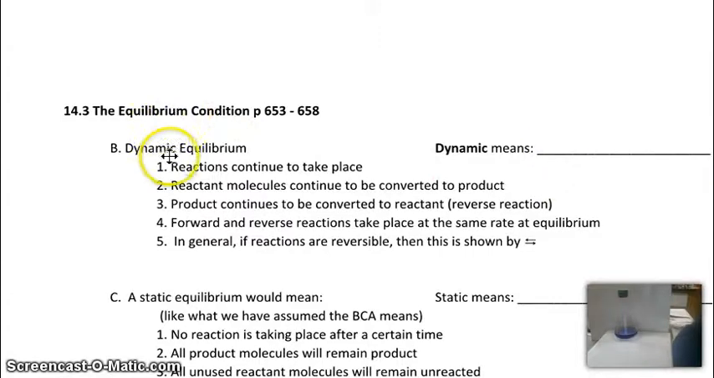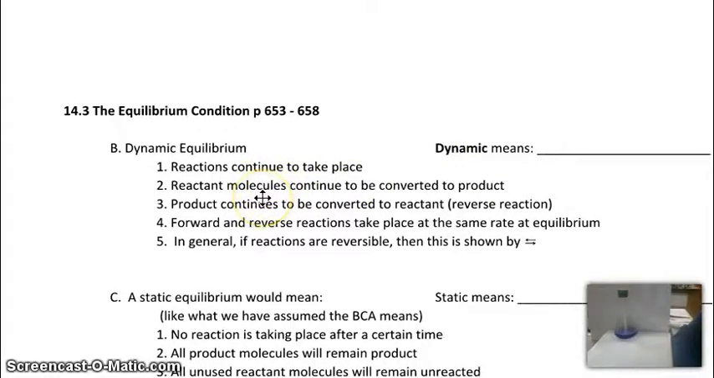We have a dynamic equilibrium. What does dynamic mean to you? Think of the word thermodynamics. What does thermodynamic really mean? Moving heat. So like heat being released, heat being absorbed, heat going from high concentration to low concentration. Yes. Or from hot to cold. Dynamic means motion. So reactions continue to take place.